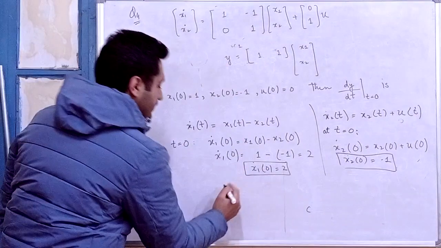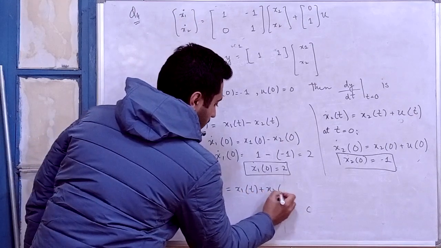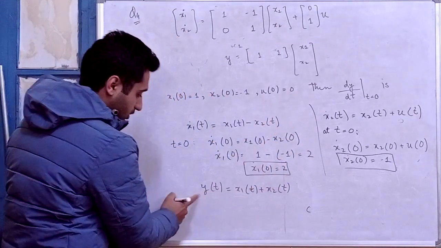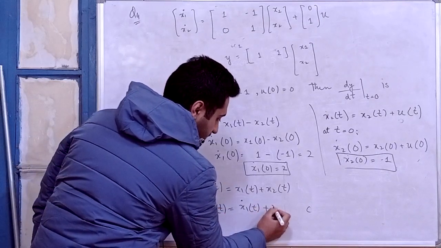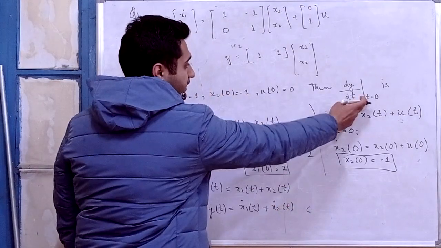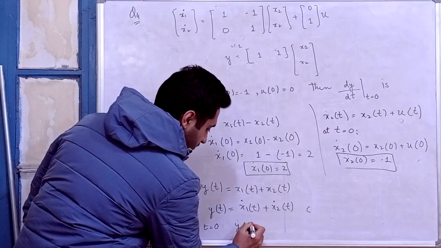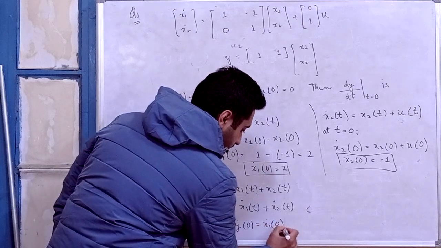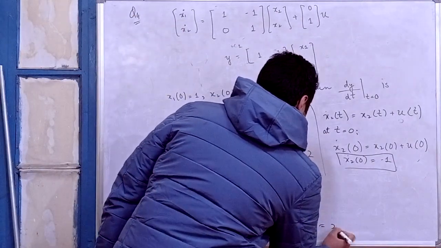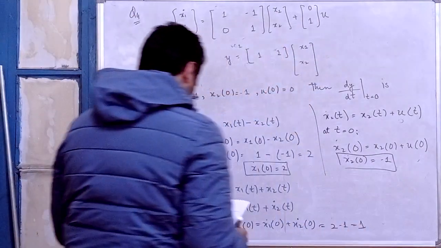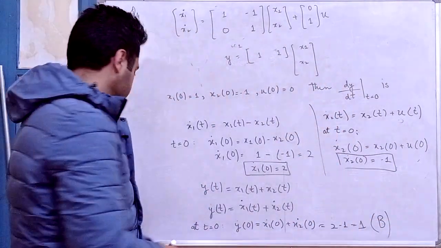Now what you have to evaluate is y. So there is one more equation, y(t) is how much? x1(t) plus x2(t). But you don't need y, you need the derivative of y. So take the derivative here: y dot t is x1 dot t plus x2 dot t. And you are asked at time t equal to 0, so y dot at 0 will be x1 dot at 0 plus x2 dot at 0. And how much is this? 2 minus 1, that is 1. Which option is it? This is option B. Option B is correct. Okay?